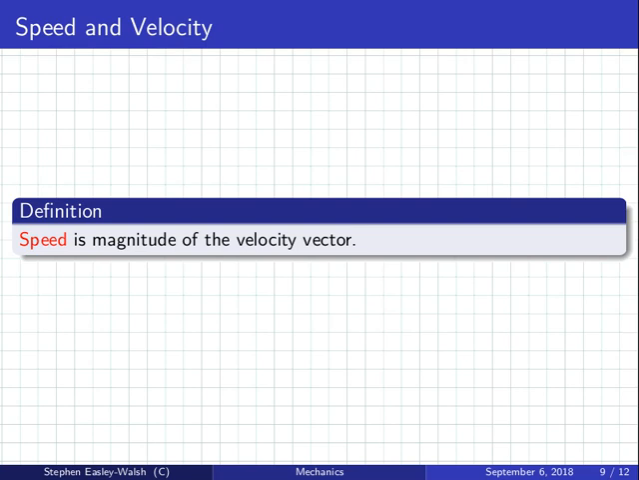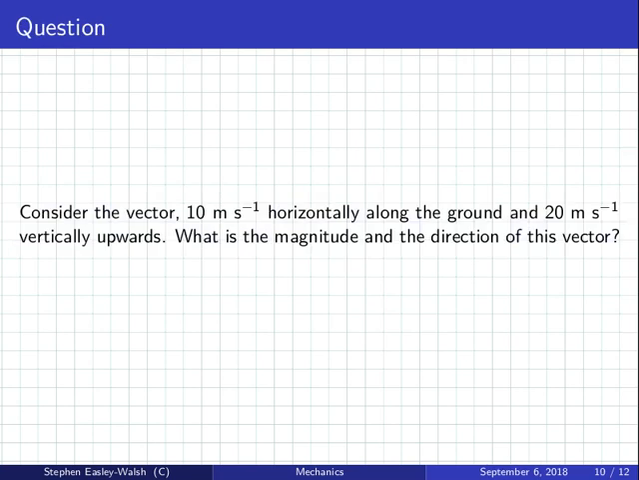Okay. We got that? Okay. So, next. I'm going to let you try this one before I do it, okay? Just to be clear, you've got a vector, and it's 10 meters per second horizontally, and 20 meters per second vertically. I want the magnitude and the direction. So, I want the hypotenuse and the angle.